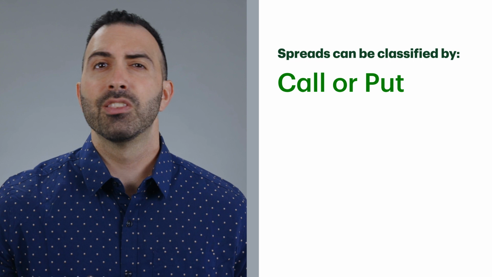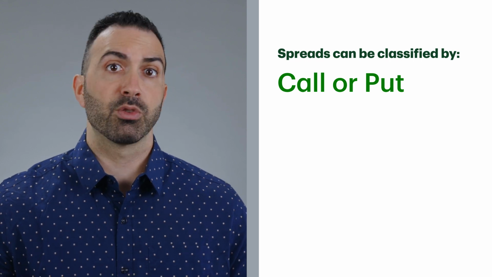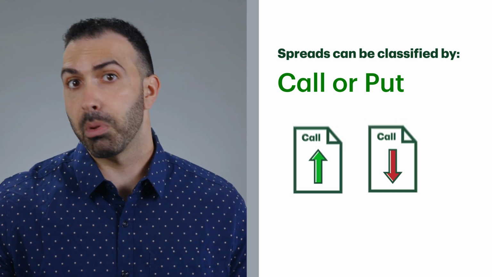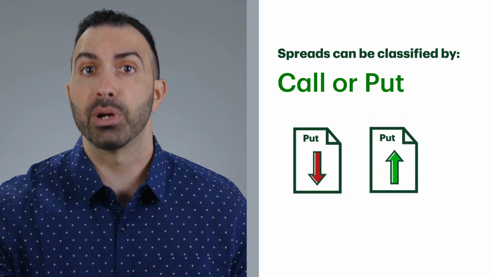Spreads can also be classified by call or put. This one should be easy to remember. If the trade is made up of calls, it's known as a call spread. And if the trade is made up of puts, it's referred to as a put spread. Jack's trade involves calls, so it's known as a call spread.